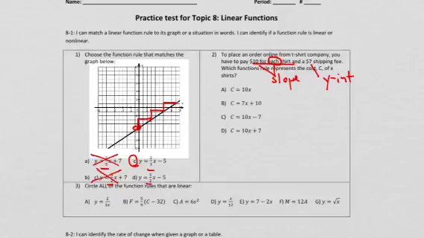But the slope is 10 and the y-intercept is 7. Here's the slope of 10 and the y-intercept of 7. So D is the correct answer.